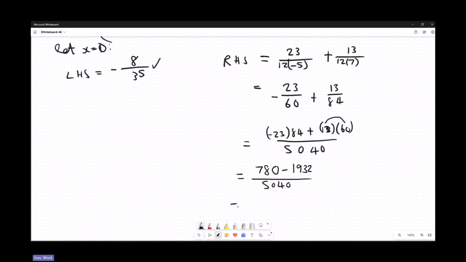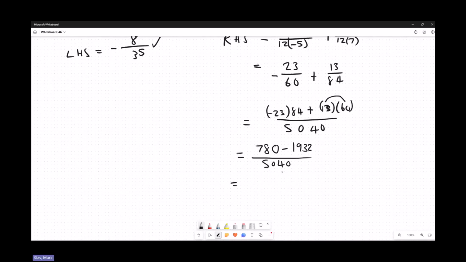Let's just do the subtraction there, guys, and then see. It's 780 minus 1932. Let's just see quickly, guys. Is it minus 1152? Just double check for me, guys. When I add that, yes, I get that. And 5040. Now we can say let 2 go in there.